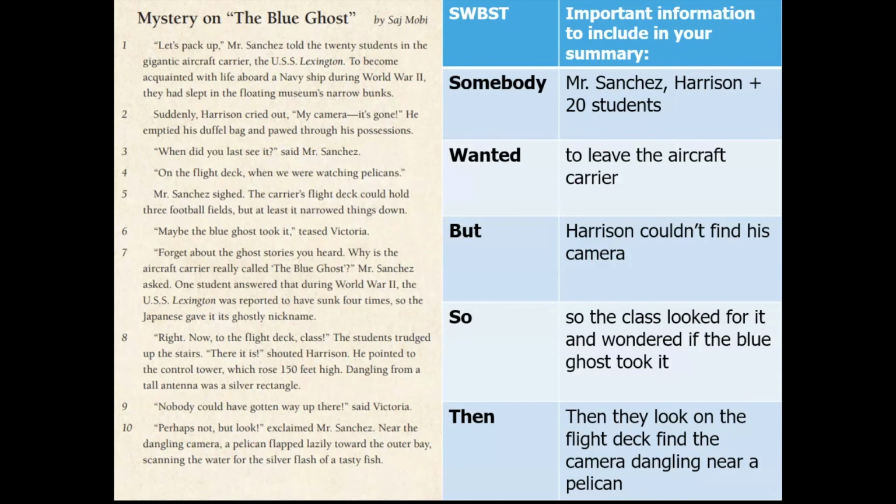Here's what I came up with. So the somebody is Mr. Sanchez, Harrison, and the 20 students. They wanted to leave the aircraft carrier, but Harrison couldn't find his camera, so the class looks for it and wonders if the blue ghost took it. Then they look on the flight deck and find the camera dangling near a pelican and realize it's the pelican that took it.